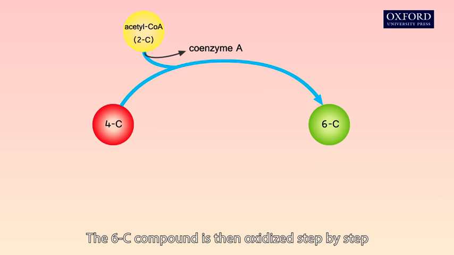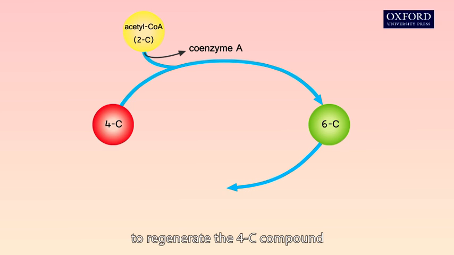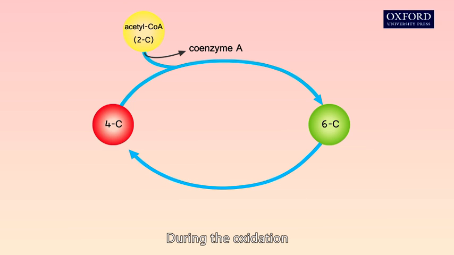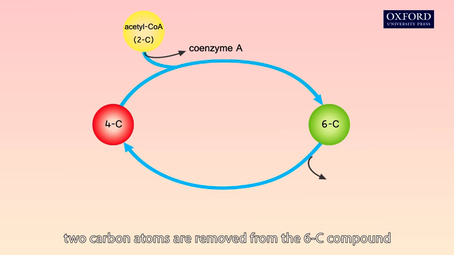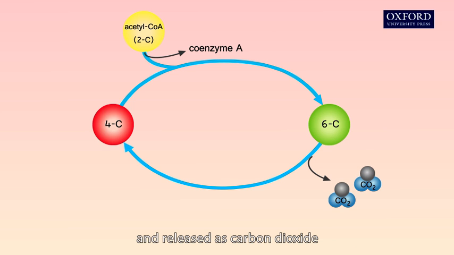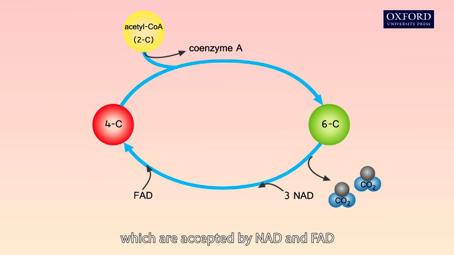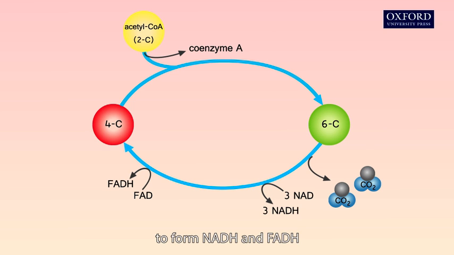The 6-carbon compound is then oxidized step by step to regenerate the 4-carbon compound. During the oxidation, 2 carbon atoms are removed from the 6-carbon compound and released as carbon dioxide. The 6-carbon compound also loses hydrogen atoms, which are accepted by NAD and FAD to form NADH and FADH.